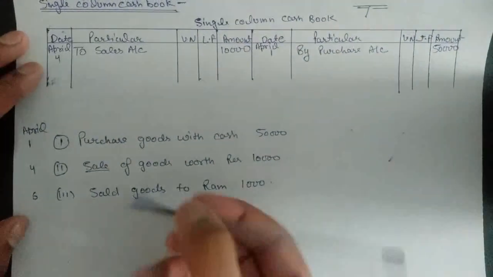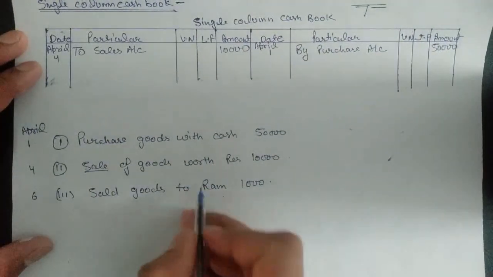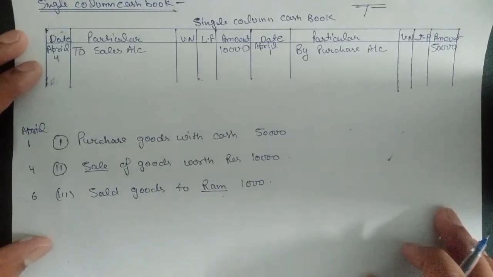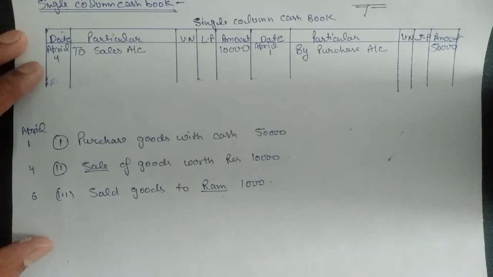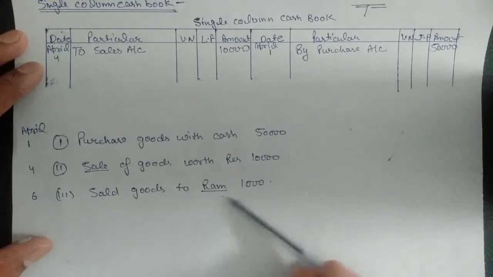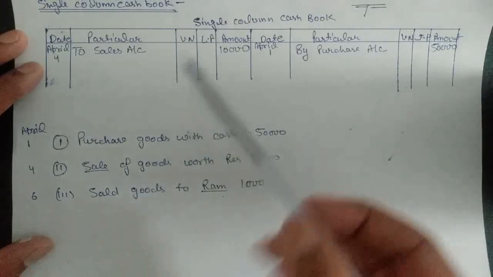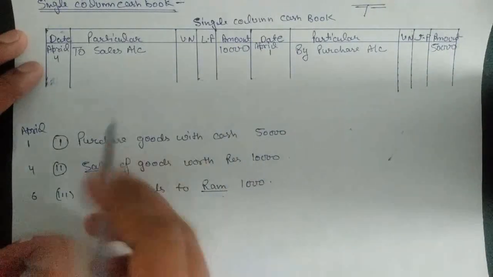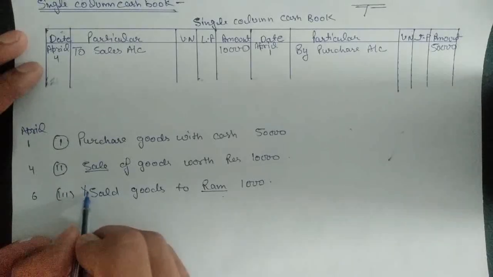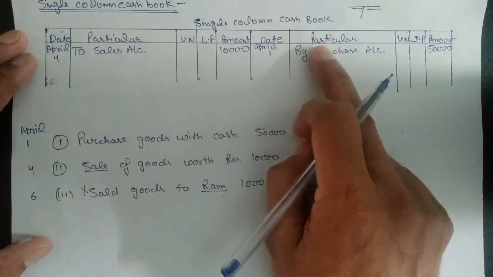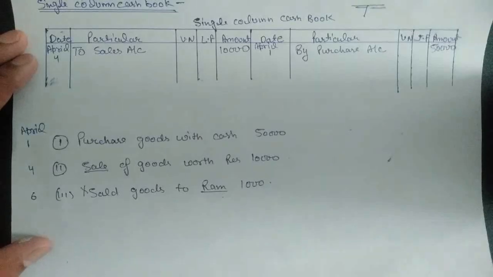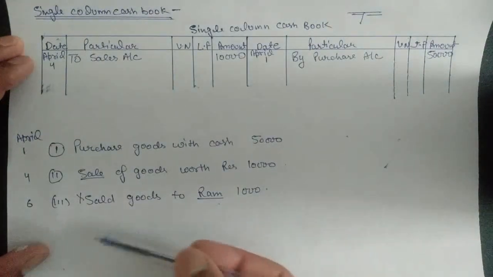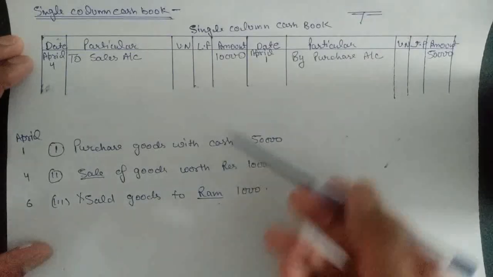Next thing is sold goods to Ram. Because we have the name of Ram, and they do not mention that we are selling in cash or bank, it means it is a credit transaction, and as we know, in the cash book we record only cash transactions. So this entry we do not have to post in the cash book, because the cash book is only for transactions in cash or by bank. We do not post credit transactions in cash.